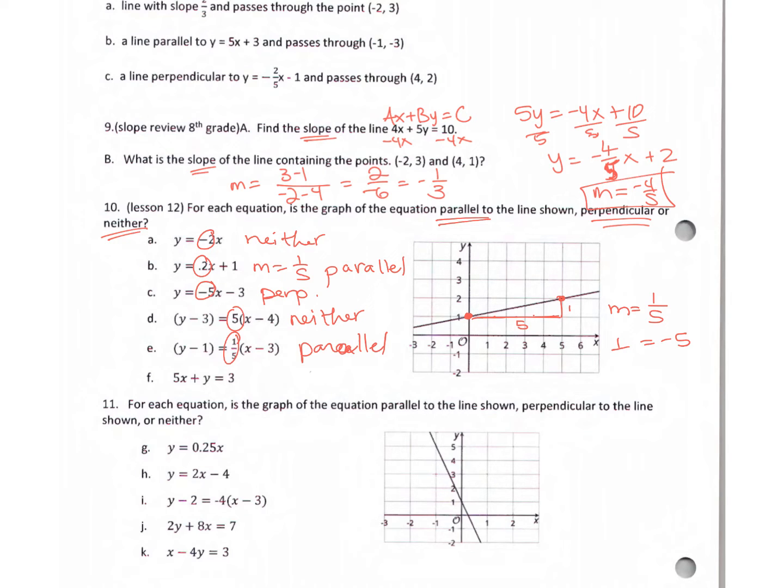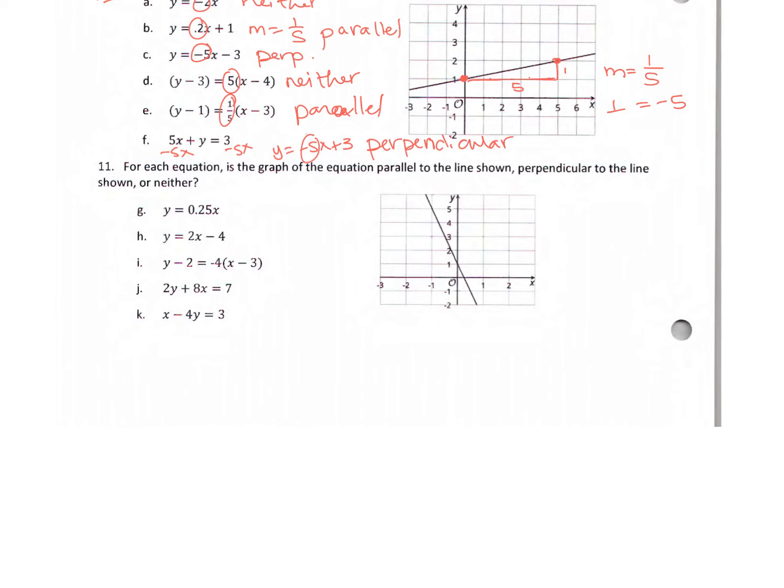And 5x plus y equals 3. I can't tell by looking at it, so I'm going to solve for y and subtract 5x from both sides to get y equals negative 5x plus 3. Since my slope is negative 5, then I know that that line would be perpendicular to the one given. And then number 11 is the exact same problem as number 10. So take a look at that one. Let's see what's on the next page.